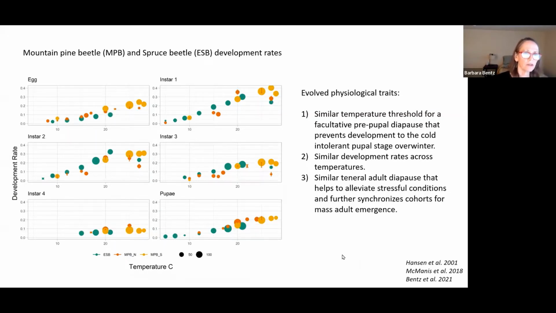So point 3 addresses some recent research that suggests in addition to this prepupal diapause, both species also have some type of diapause in the teneral adult phase. That it's a reproductive diapause, and it helps to synchronize the life stages for that mass emergence timing that's so critical for successful tree attack.